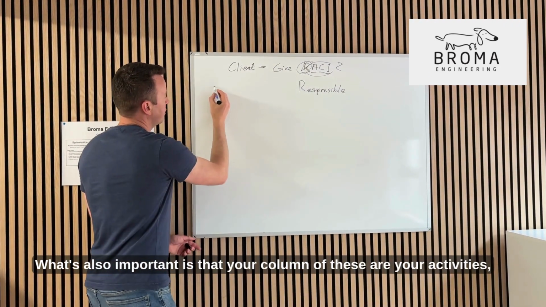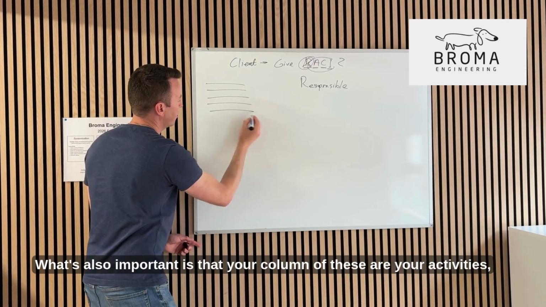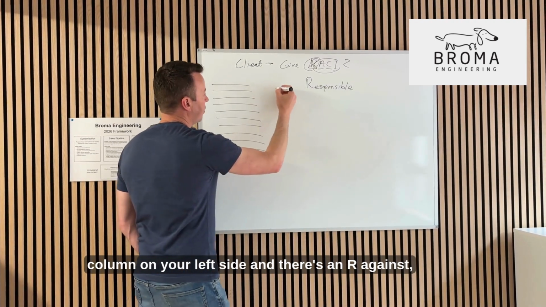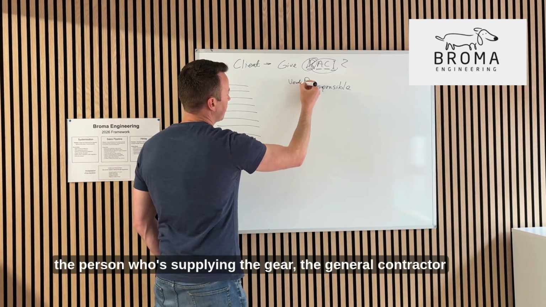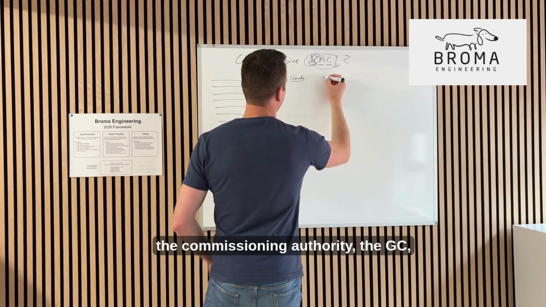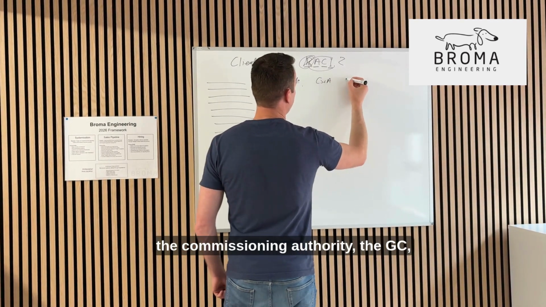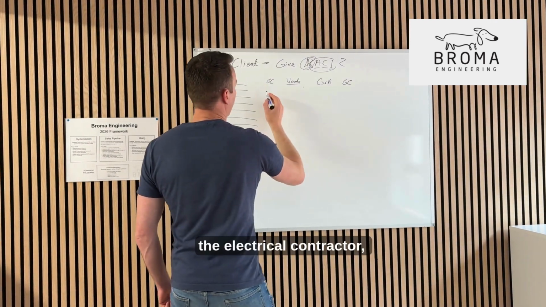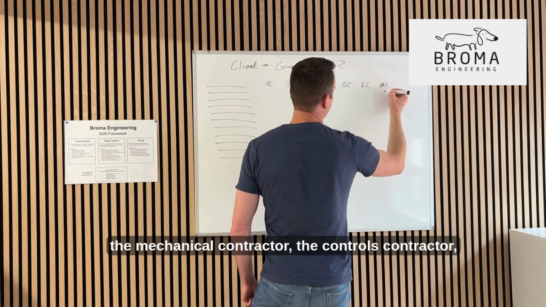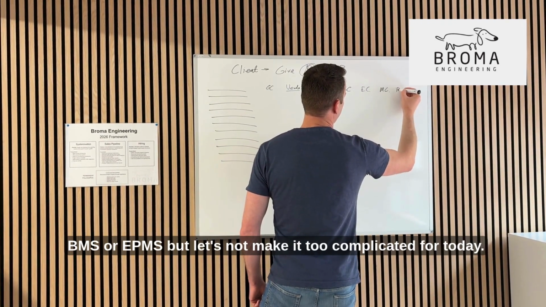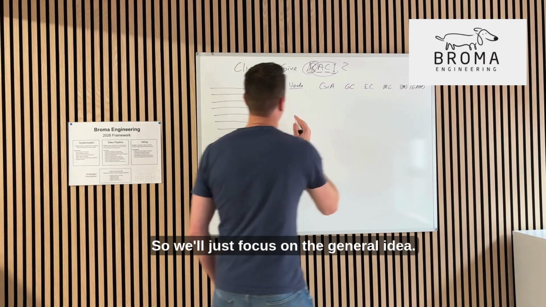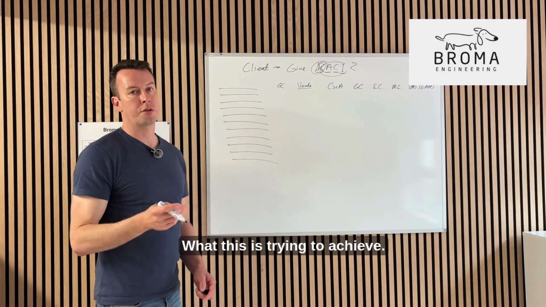And what's also important is that your column of, these are your activities, column on your left side, and there's an or against, it's either the vendor, the person who's supplying the gear, the general contractor, the CXA, the commissioning authority, the GC, the electrical contractor, the mechanical contractor. You have the controls contractor, BMS or EPMS, but let's not make it too complicated for today. So we'll just focus on the general idea of what this is trying to achieve.